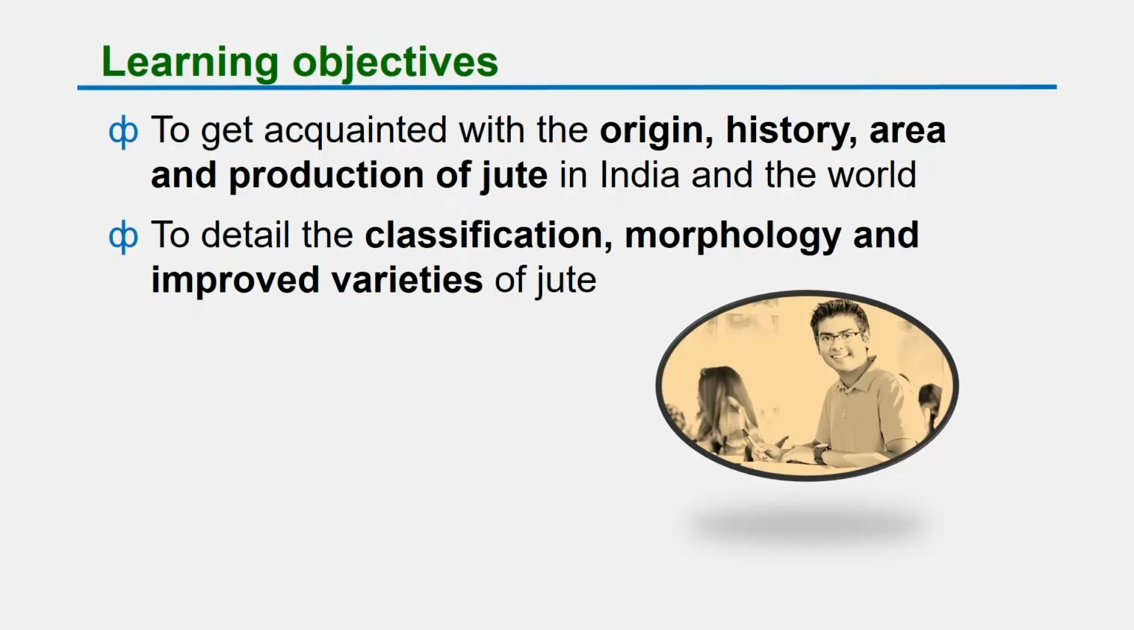To detail the classification, here you will see taxonomy of jute crop and morphology. Morphology means external appearance of a plant, how the jute plant looks, what kind of roots are there, how is the stem, what kind of flowers are there, what are pods, seeds and so on. And then improved varieties of the jute crop, how the varietal development started and what are the important varieties of the jute crop. Overall, this is the package of this lecture.